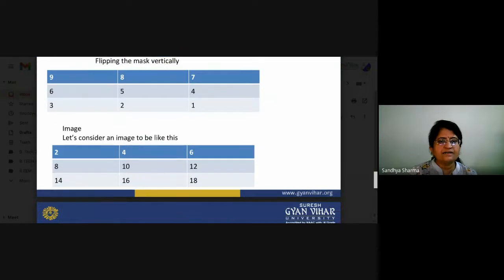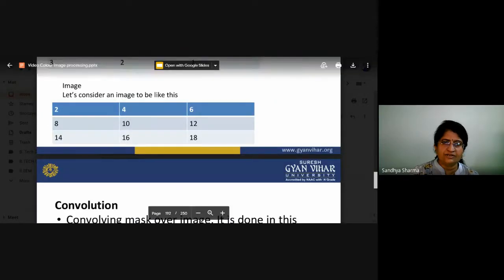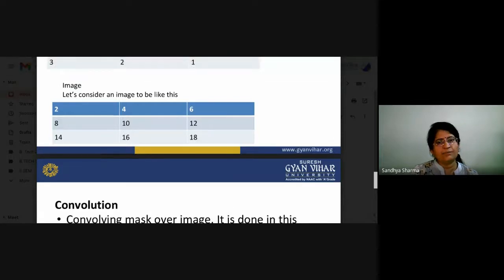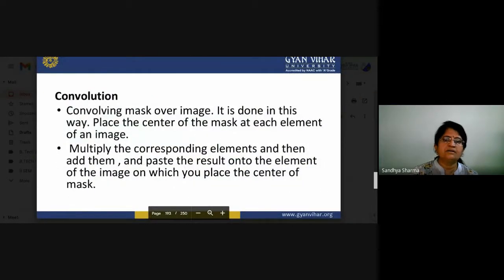Let's consider an image like this. Now, what about the convolution? Convolution of a mask over an image is done in this way. Place the center of the mask at each element of the image, multiply the corresponding elements, add them, and paste the result onto the element of the image on which you placed the center of the mask.